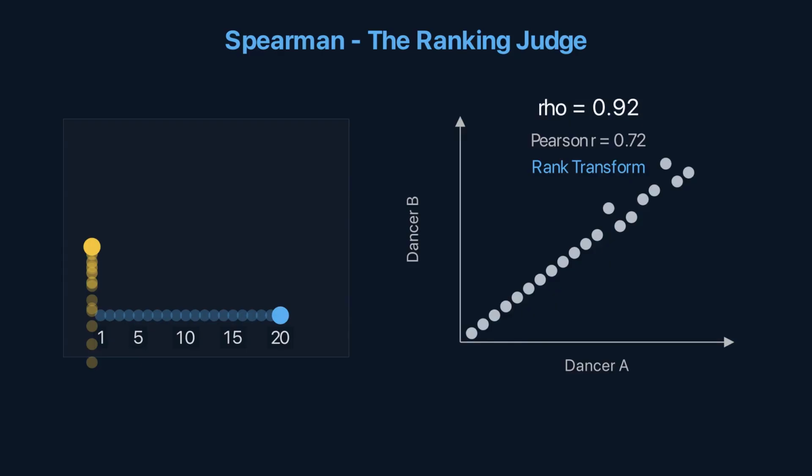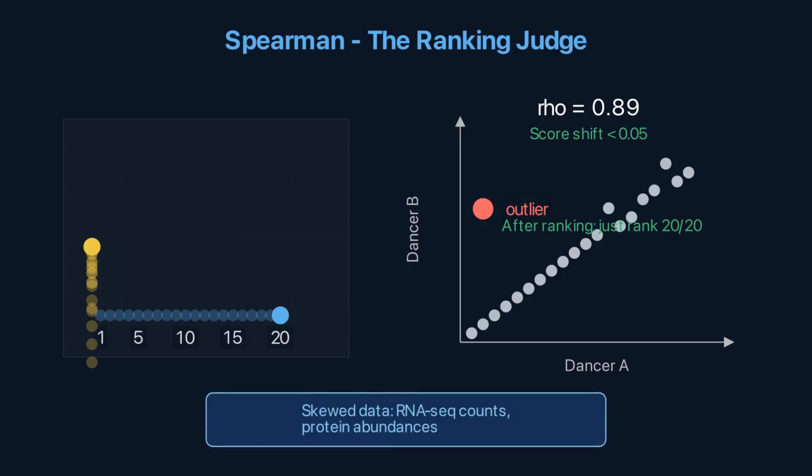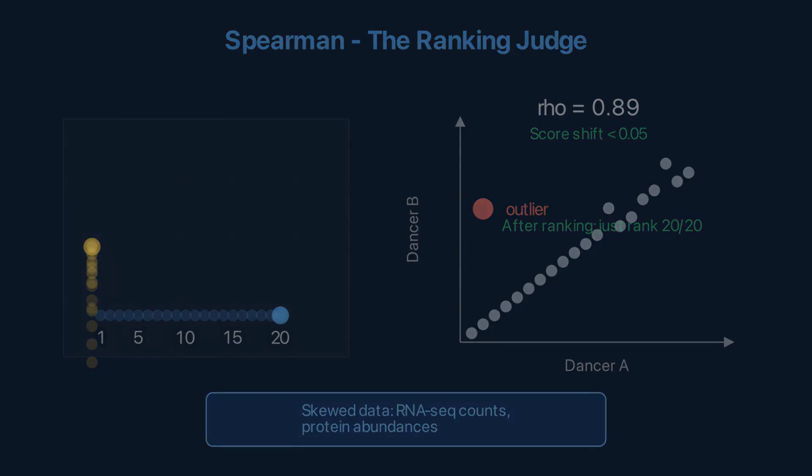And that outlier from before. After ranking, it's just ranked 20 out of 20. The wildest point gets the highest rank, but it doesn't distort distances. The score barely changes. In biology, use Spearman when your data is skewed, RNA-seq counts, protein abundances, anything where the raw values aren't normally distributed but the ordering is meaningful.